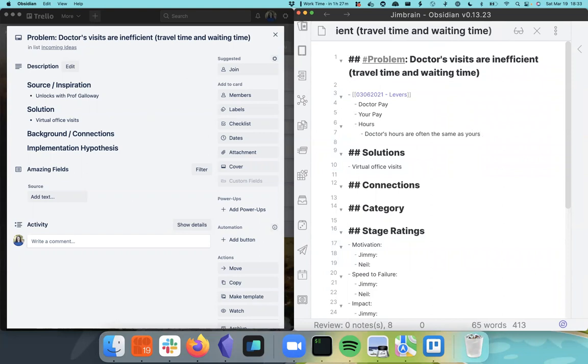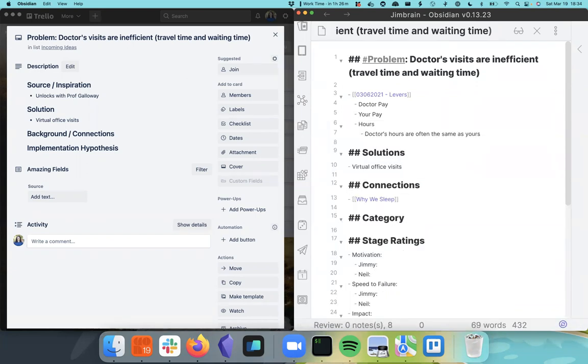One thing I'm thinking about here is Why We Sleep. With relation to hours, you talk about nurses and administration of drugs and how a lack of sleep is impacting healthcare outcomes. That's kind of a wider problem even here: in part, doctor's visits are inefficient because doctors are overworked and tired. That's part of the problem, just straight up.